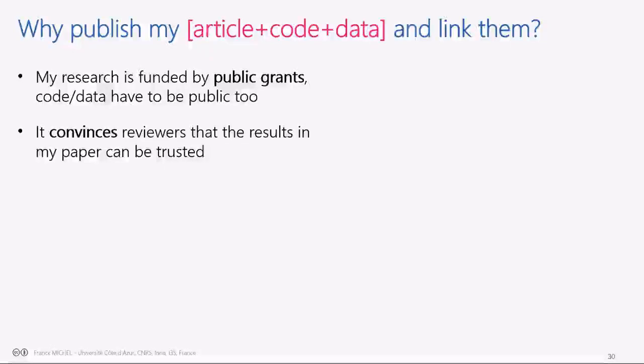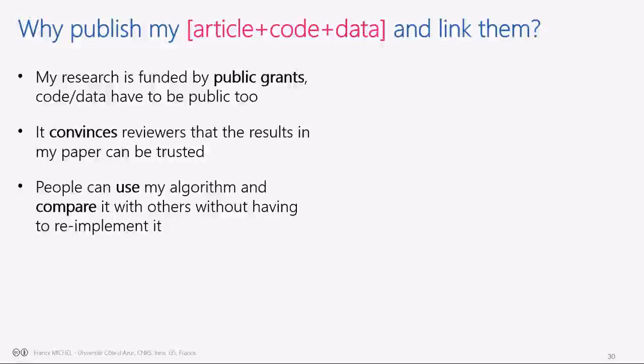Another thing is that if I publish all of that together, that is, if my article links to the code and links to the data, then as a reviewer, I would be tempted to say, okay, that seems serious work, that's transparent. And I can go and check whether the implementation seems sound. I can even try it sometimes. So that should help in the review process. What else? Well, of course, it can help people use my algorithm and compare it with others without having to re-implement it, which means that I would possibly get more citations, because if people can reproduce my work, they will use it as baseline, and if they use it, they will cite it.